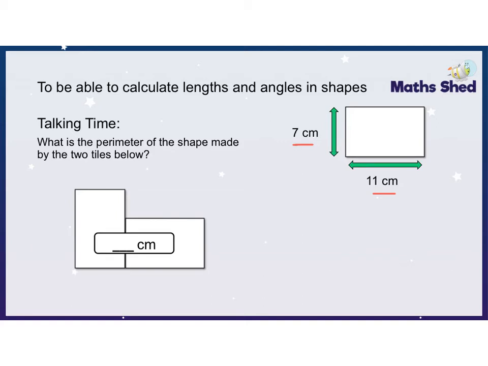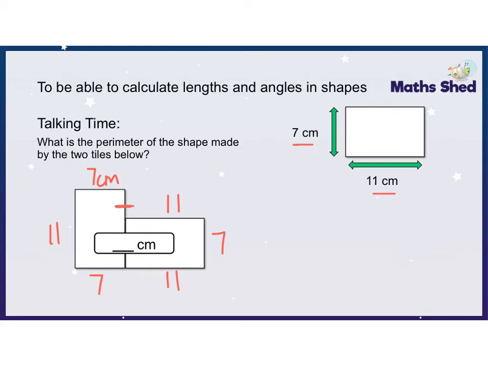Okay, so we know that that's 7. The easiest thing to do is to put in your measurements. That's 7, and that is 7. I know that that's 11, that's 11, and that's 11. Now, what is my problem? My problem is this part here, okay?